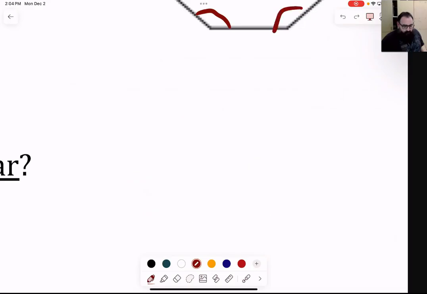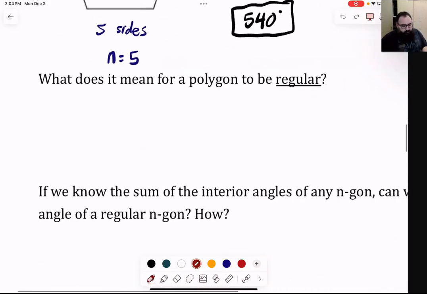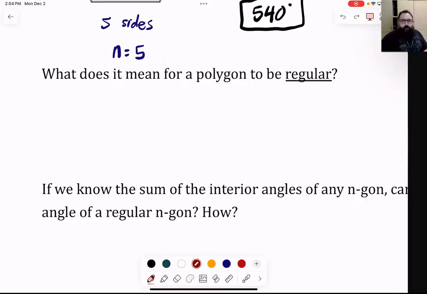So let's keep going. Now, what does it mean for a polygon to be regular? Do you remember that statement? We've talked about this before. What does it mean for a polygon to be regular?